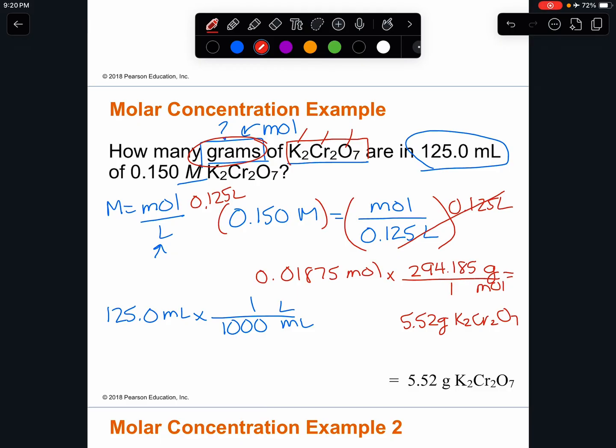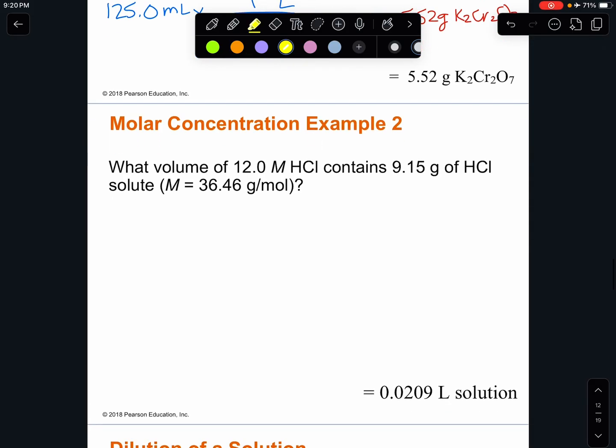So what does this mean? What does this number even mean in the grand scheme of it? If I went over to the balance and weighed out 5.52 grams of K2Cr2O7, and I went ahead and put it into 125 milliliters, my solution concentration would be this 0.150 molarity. Okay? So it actually tells you kind of how to make a solution.